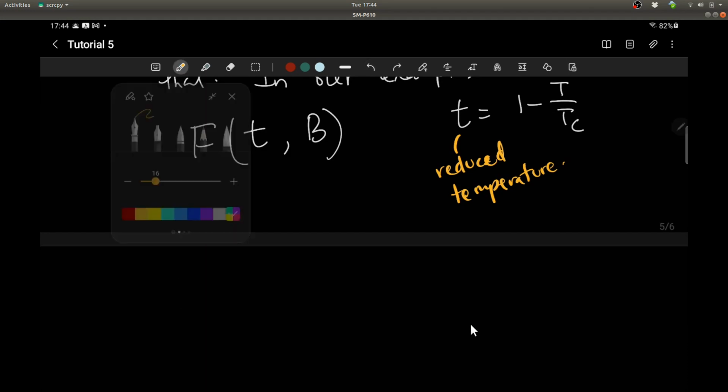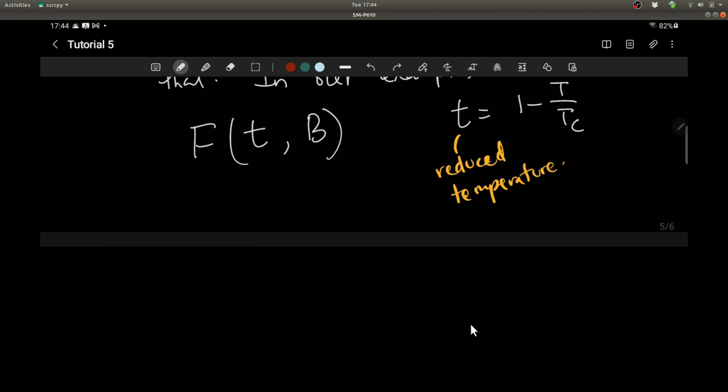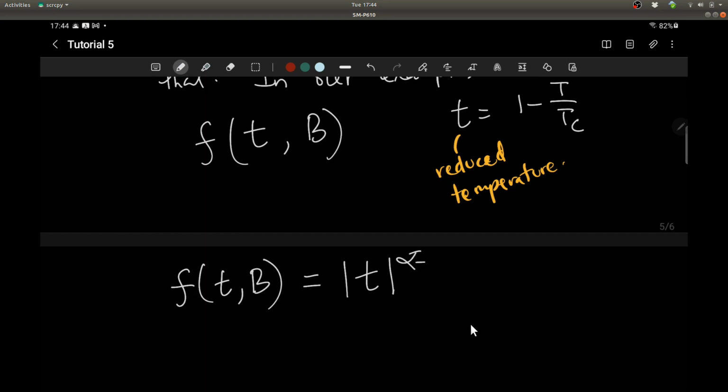Okay, so what we can write is something like this: F of, let me use lowercase symbol for this. Okay, F of t should be writable as something like this: mod little t power alpha plus 2 times some non-singular function g of t, b, so that when g of 0, b is finite.